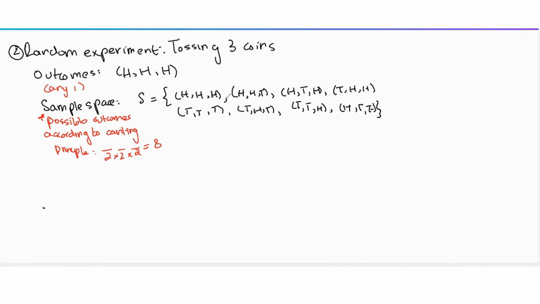Here we just specified one outcome, right? This head, head, head. But here we can have 8 possible outcomes. And even before writing the sample space, meaning through the basic counting principle, there'll be 8 possible outcomes. Now let's write down a couple of events related to this random experiment. The first one we can define as the first coin lands on tails.